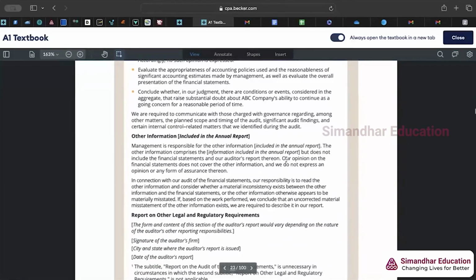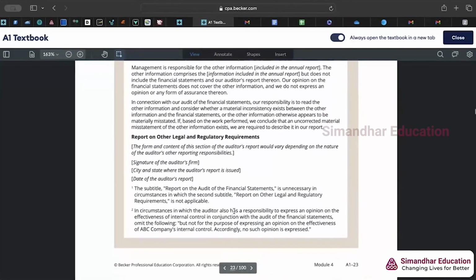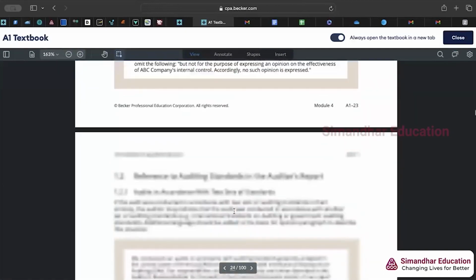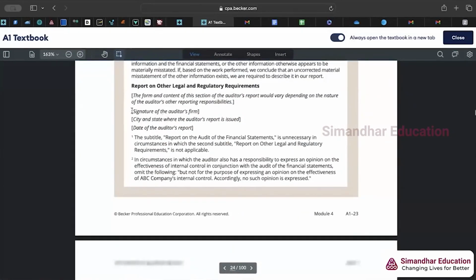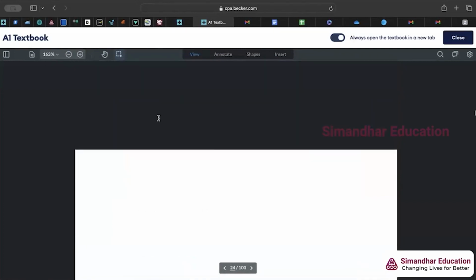Other information if required, and then you will put in your date and sign. Signature of the audit firm, date and sign.